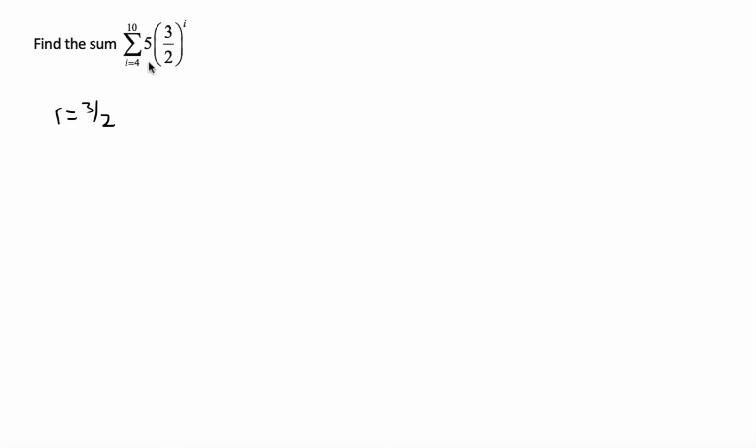Essentially, every time i increases by 1, we're multiplying by an extra 3/2. There is a formula to find the sum of the first n terms of a geometric series. This formula is given by a1 times (1 minus r to the n power) all over 1 minus r. So what do we need to know in this formula? We need to know the first term, we need to know r, and we also need to know how many terms there are in this sequence.